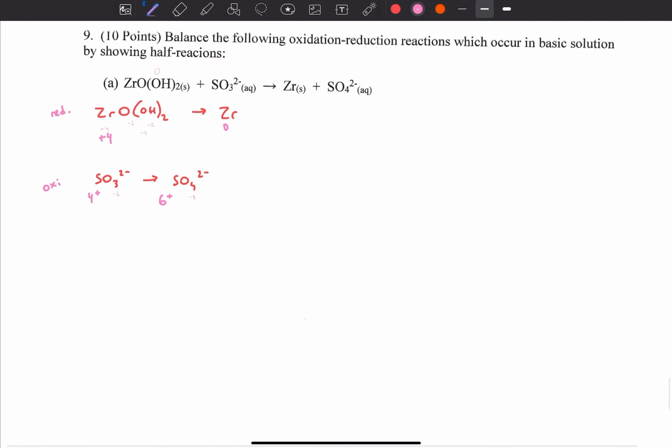So now I'm going to rewrite these. We know that we're going to have Zr(OH)2, and in this case we have +4, and we're going to 0, meaning that we need to add 4 electrons to this side. And that turns into our Zr. And in this one, we're going from SO3 2-, and we're going from a 4 charge to a 6 charge, so this right-hand side needs 2 electrons.